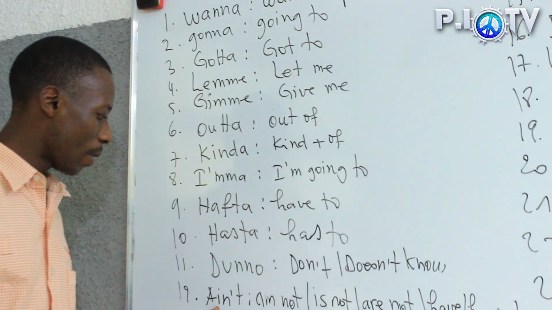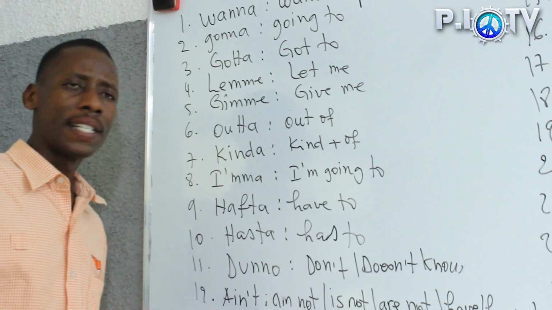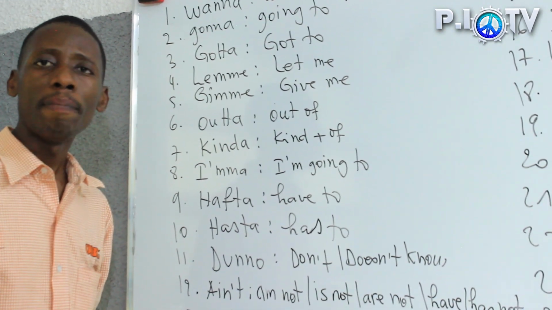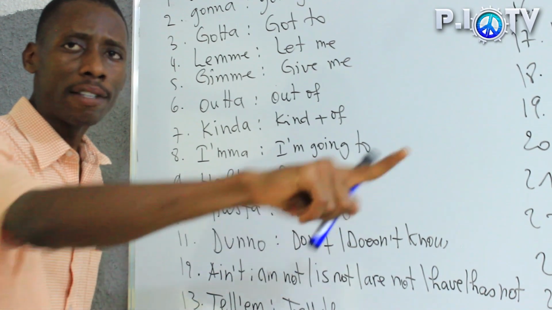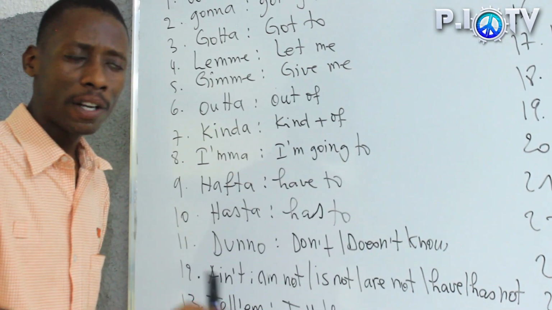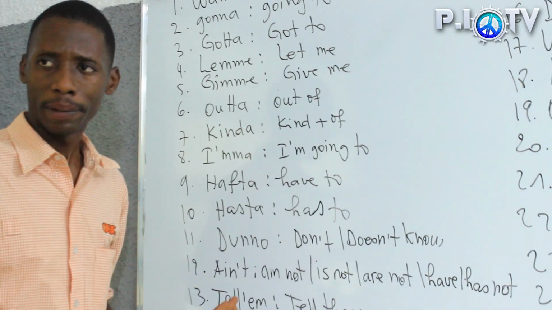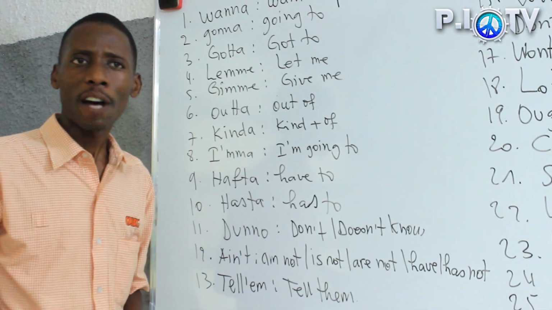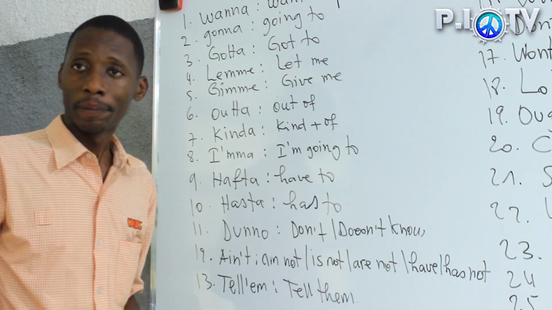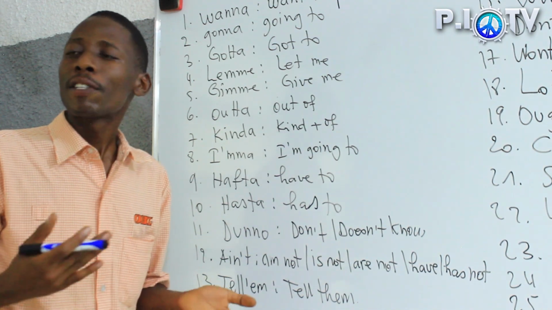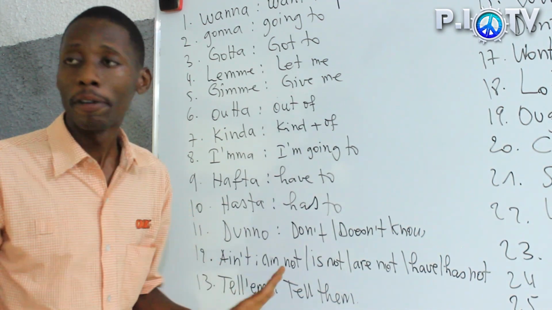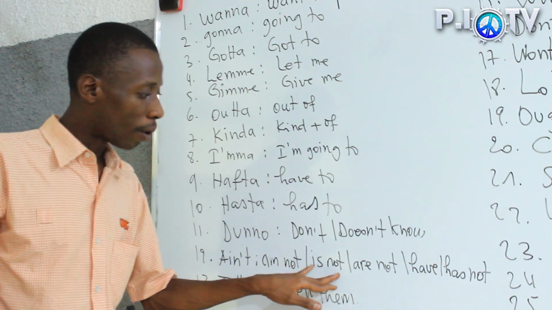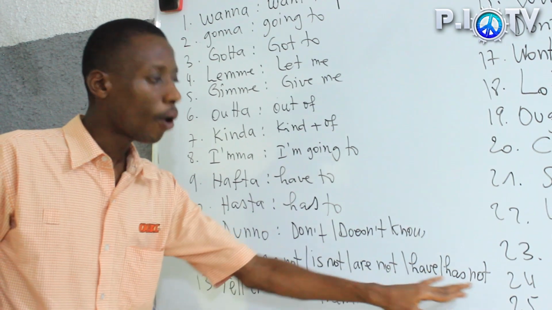When you talk about another one, which is "ain't," in few words, it depends. It may be I'm not, is not, are not, have not, or has not. For example, I ain't your father. I'm not your father. She ain't much money. She does not have much money. So it can be I'm not, is not, are not, have not, or has not.